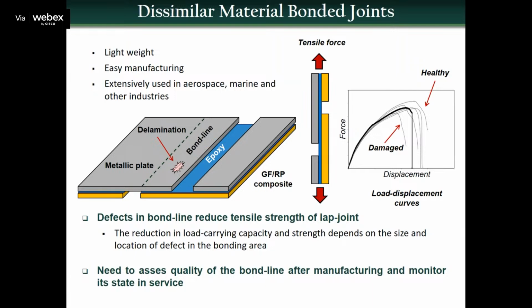So you can demonstrate this using a tensile test where you apply tensile forces on this lap joint. And you can clearly see with the damage, the force displacement or the strain stress curve here shows you the damaged joints will fail much earlier than the healthy ones.